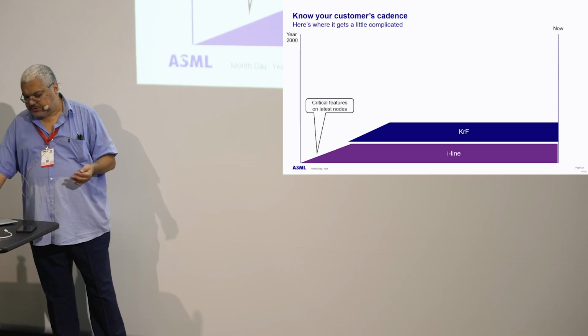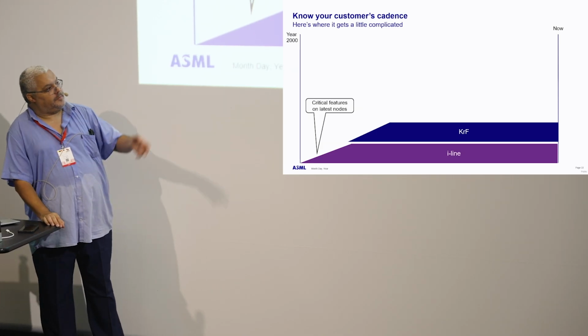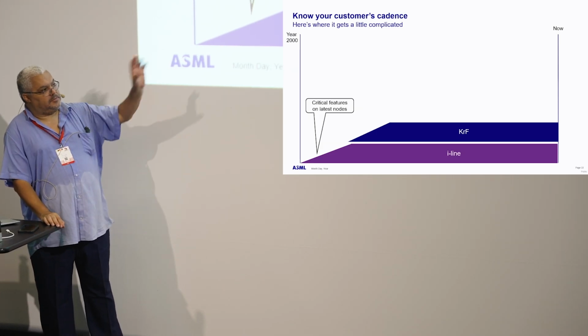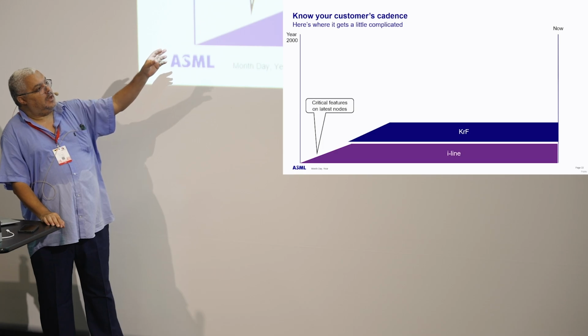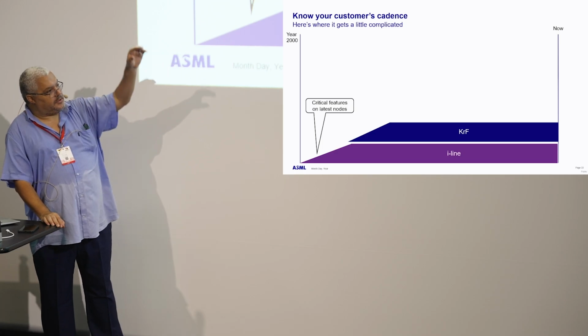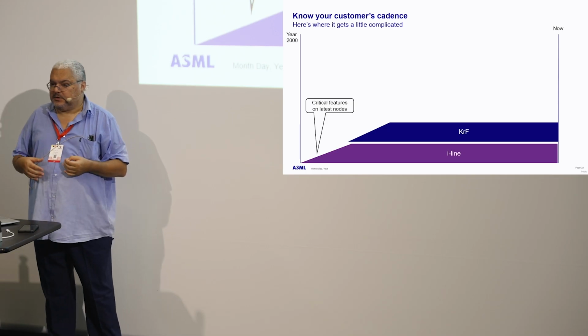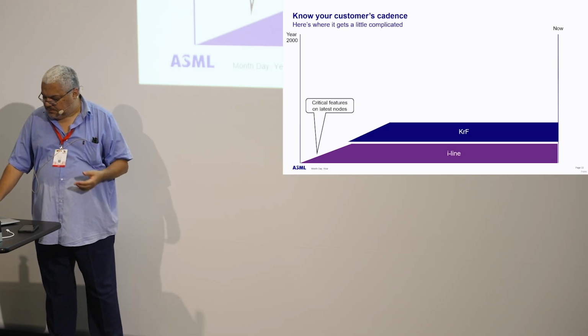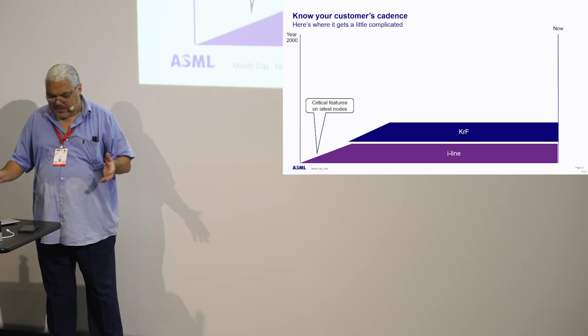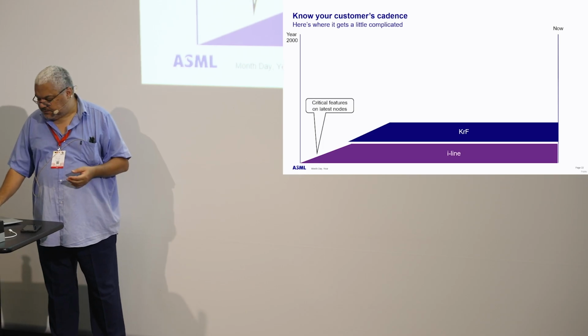Then later we introduced KrF, but so krypton fluoride uses an excimer laser as its light source. And as we ramped up production of those, we still kept on making these I-line systems. And so, over time, we wound up with a fleet of two types of systems.